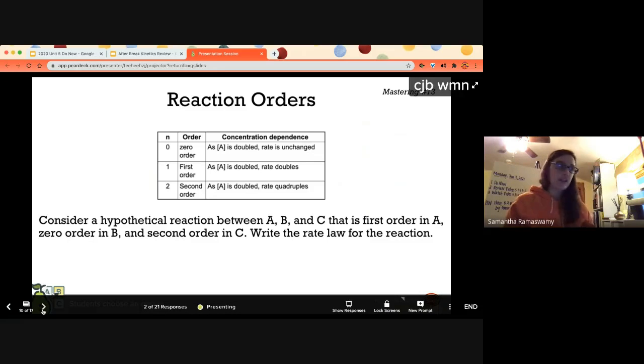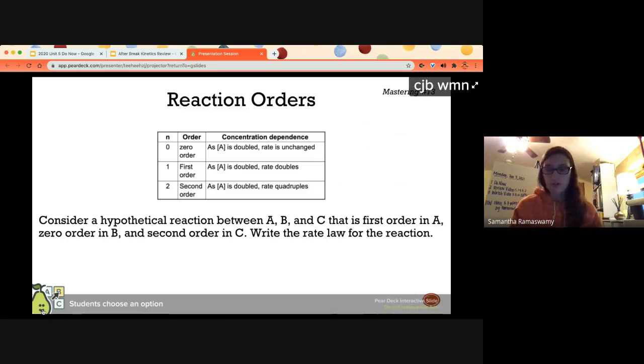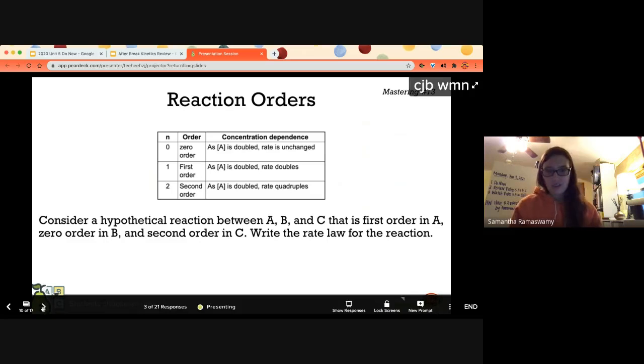You're going to need that rate law for the next couple of questions. So again, rate equals k times the concentration of A times the concentration of C squared.